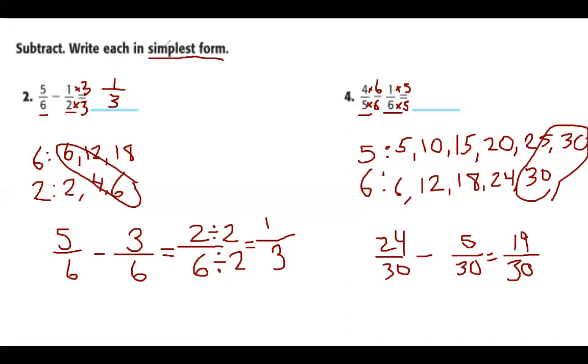And now I have to think, can I put this into simplest form? Nope, and I know that because 19 is a prime number. Prime numbers cannot be simplified. So my final answer ends up being 19/30.